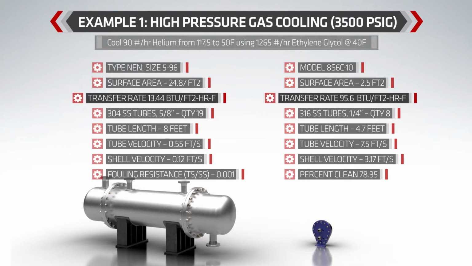Looking at the heat transfer rates and the basic heat transfer calculation, Q equals U times A times LMTD, you can see why the resulting surface area is much less for the Heliflow.